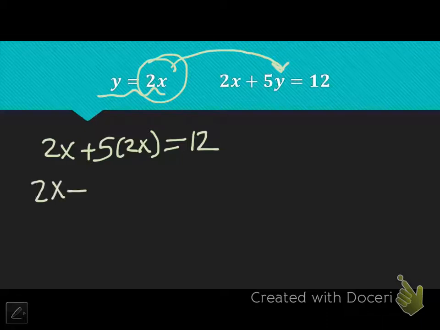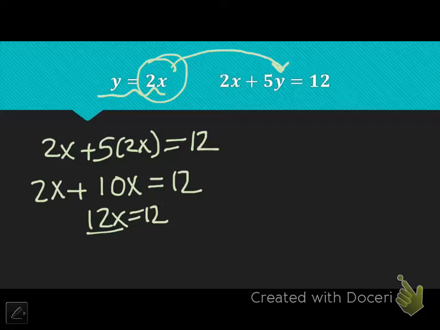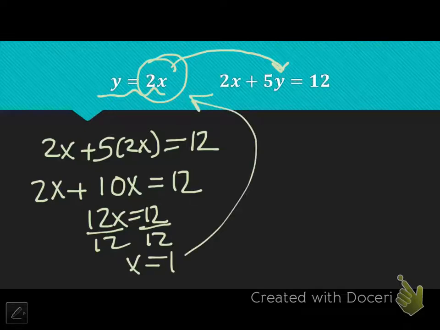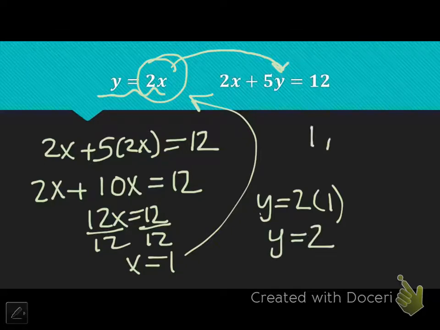So then we get 2x plus 10x is equal to 12. 2x plus 10x is 12x. Divide both sides by 12. x is equal to 1. Now to figure out what our y is, we can plug it back into either equation. This one looks a little bit easier, so I'm going to plug it into that one. 2 times 1 is 2. Okay, so my answer is 1, 2.